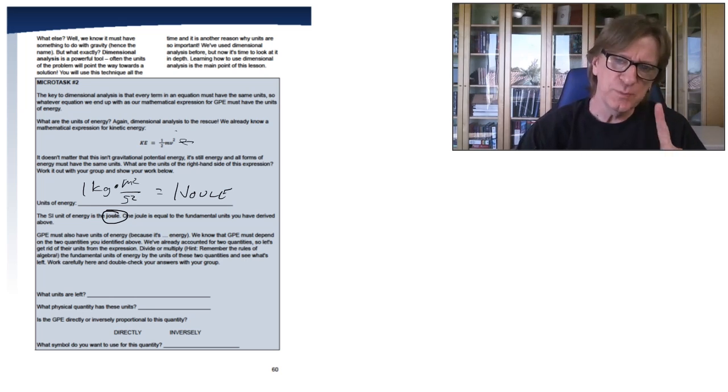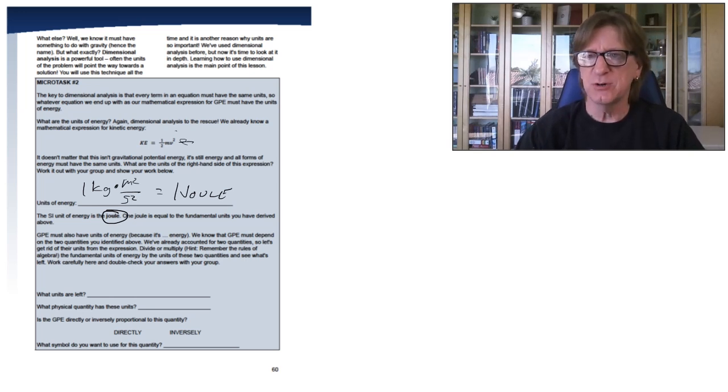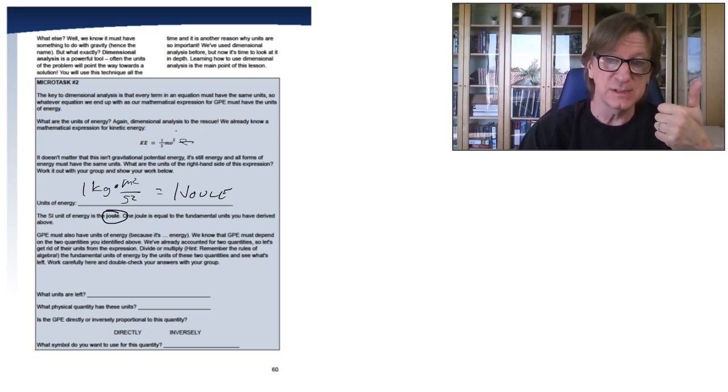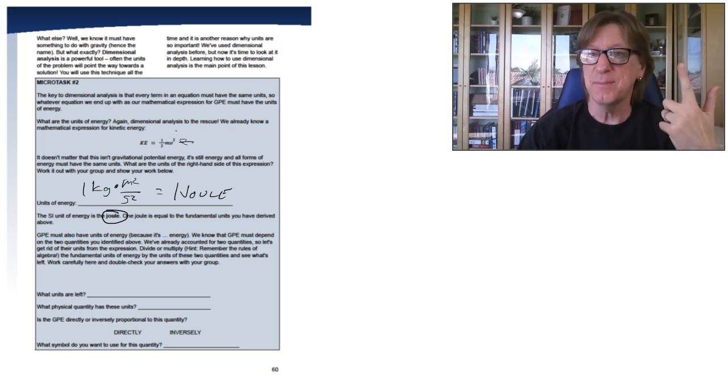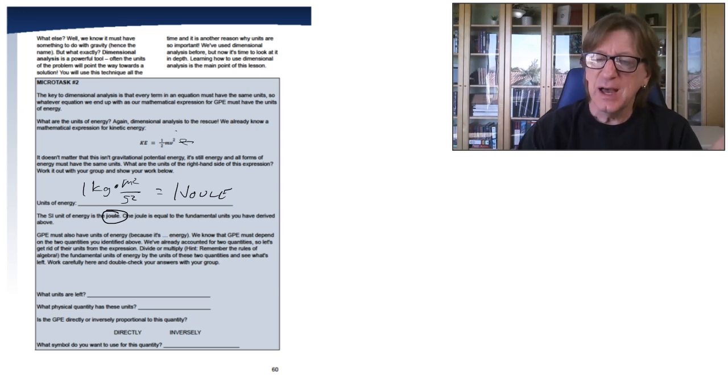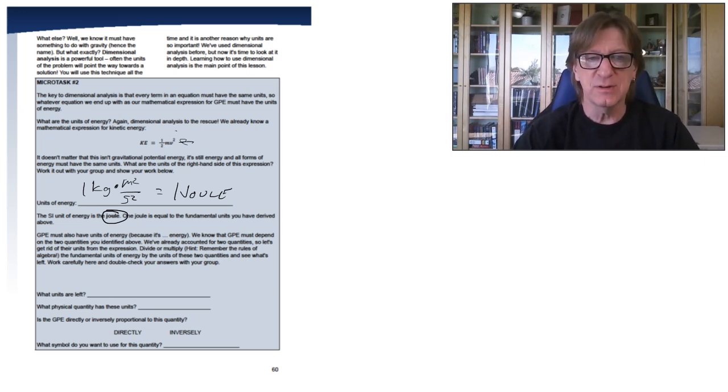So here's what's new. I know that gravitational potential energy depends upon the kilogram, right? Because it depends on mass. And I know it depends upon the meters. It depends upon the height, right? What's left? And by looking at the units of what's left, you can figure out what the missing symbol is. So I'm going to write this out right over here to the side. So we know we have kilogram meters squared per second squared. So this is the units of gravitational potential energy because it's energy.